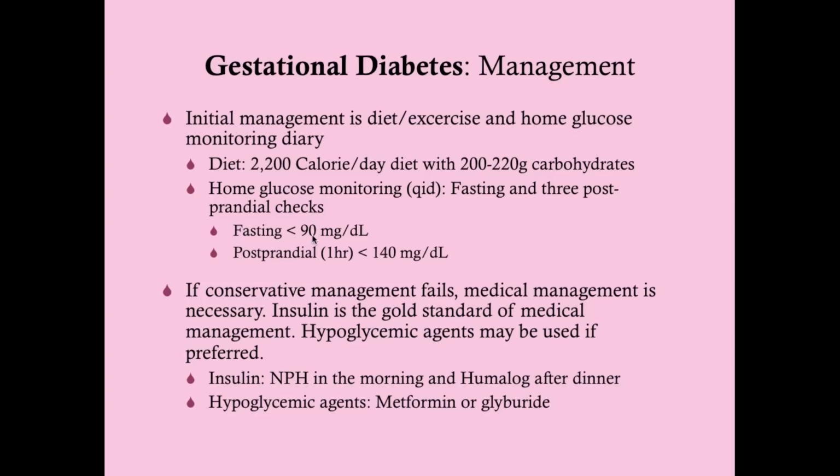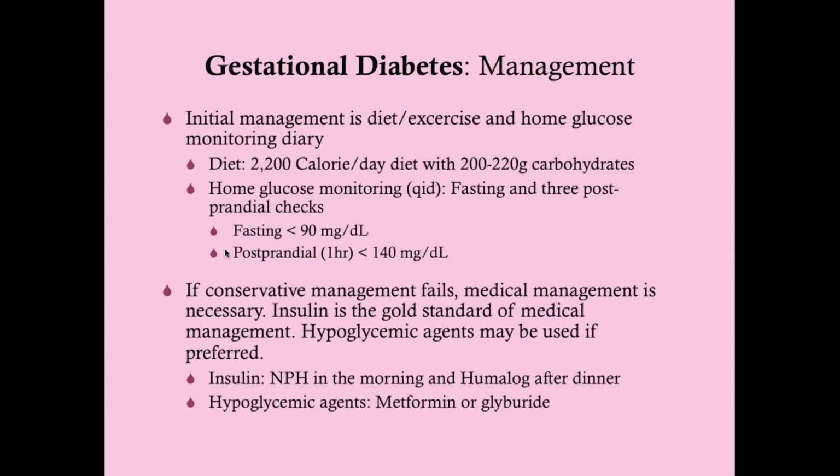What our target is that the fasting glucose should be beneath 90, and the 1 hour postprandial glucose should be beneath 140. As long as it stays under this level, we're good. Okay, so diet and exercise is our initial management, and for 85% of women, this will be good enough. Okay, but we need to do diet, exercise, and home glucose monitoring.